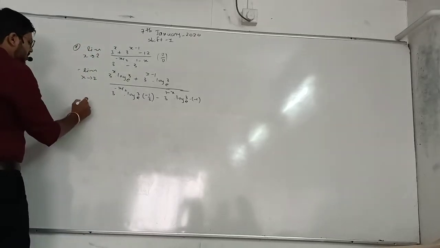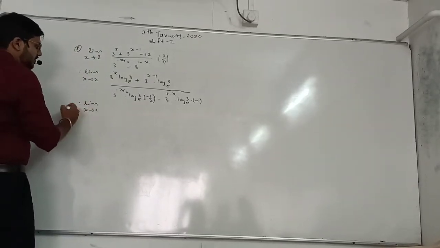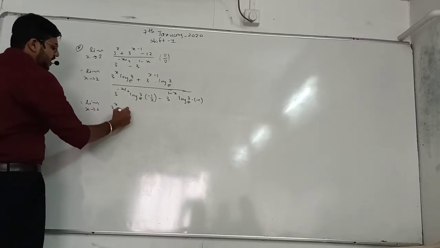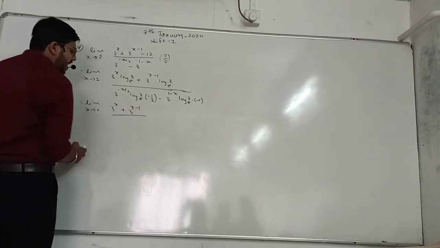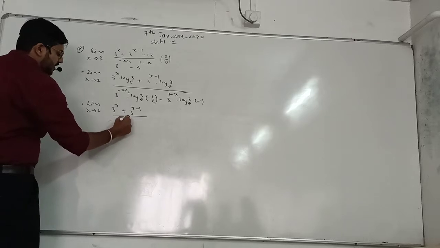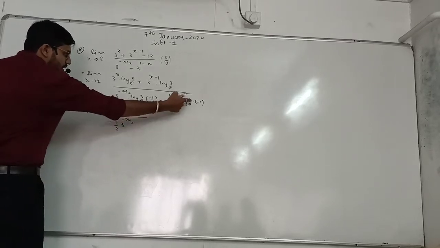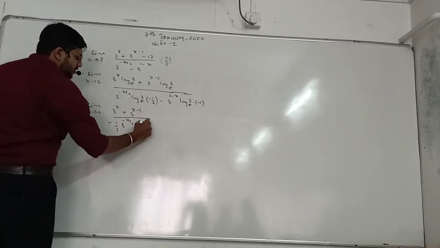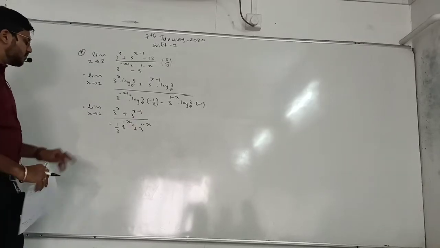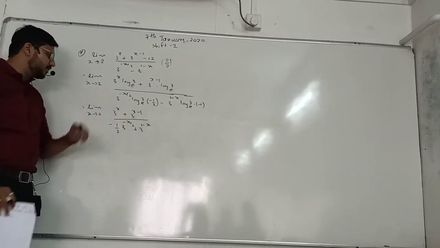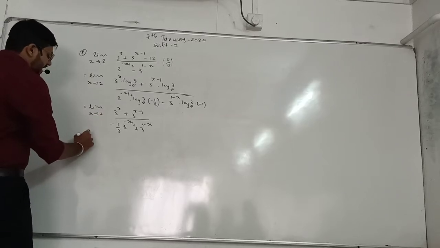Now from numerator and denominator we'll cancel out log 3 with base e. So it's 3 raised to x plus 3 raised to x minus 1 by minus half 3 raised to minus x by 2 and plus 3 raised to 1 minus x. Now there is no 0 by 0 term, so let us put the value directly as x equals 2.